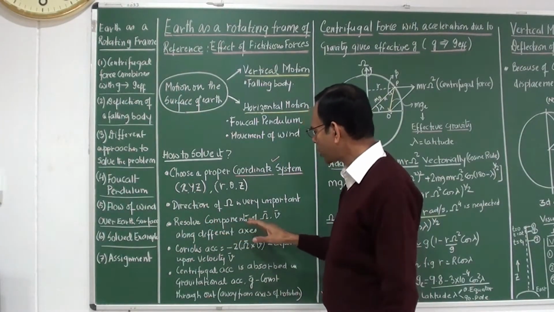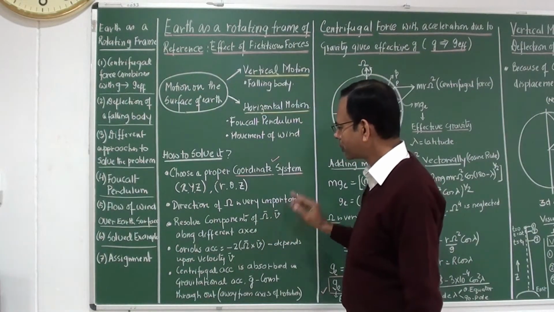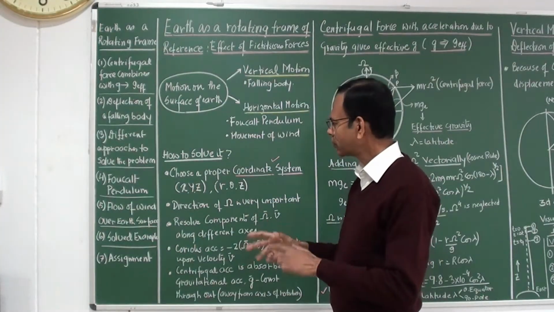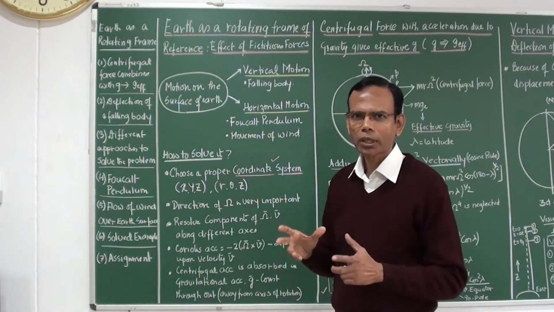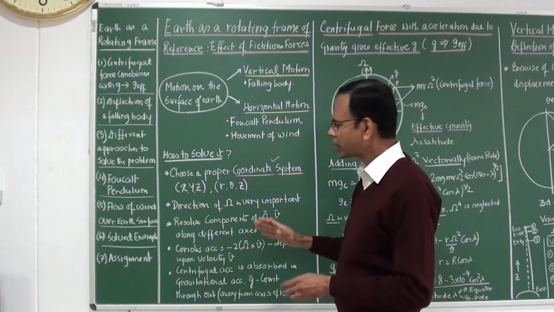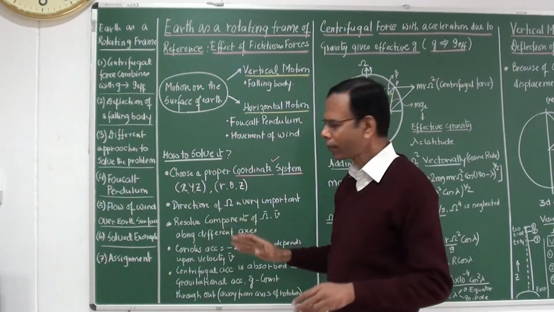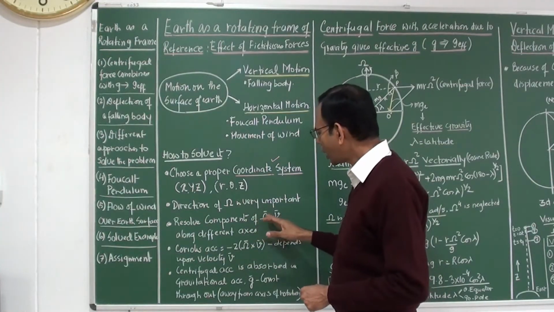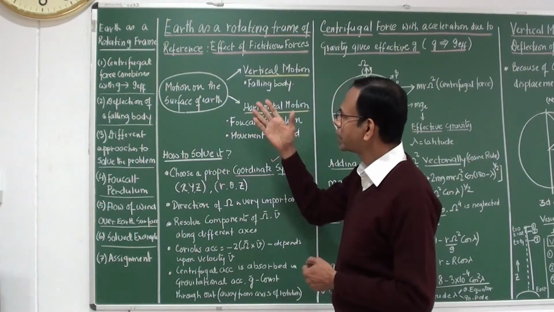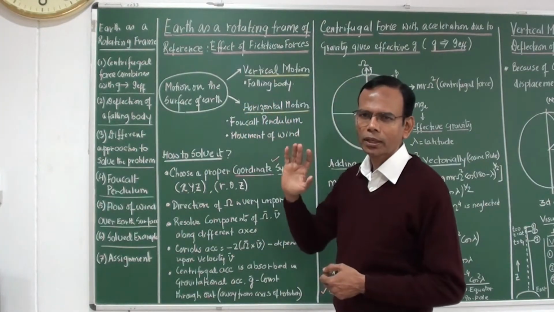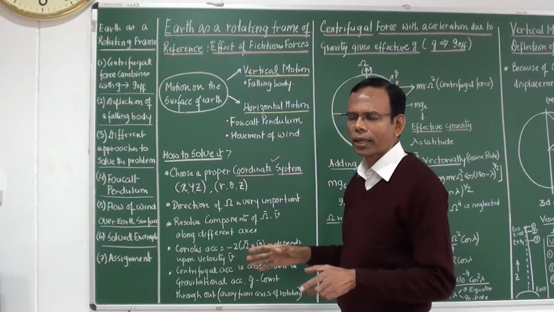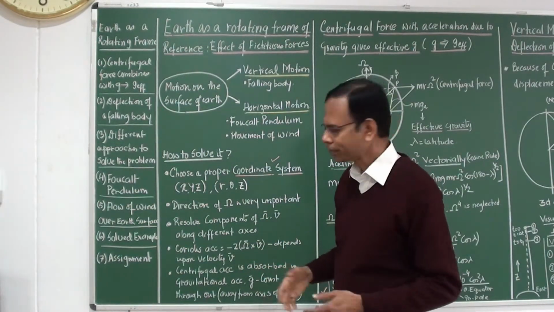Then resolve components of omega and v along different axes. If you don't take a proper coordinate system, often you will make mistakes, and it's quite difficult. So it's better that first you choose a coordinate system and then resolve omega and v, because mostly we will calculate the Coriolis force, since the centrifugal force we have taken care of in the gravity. So you resolve them and then it is very easy.